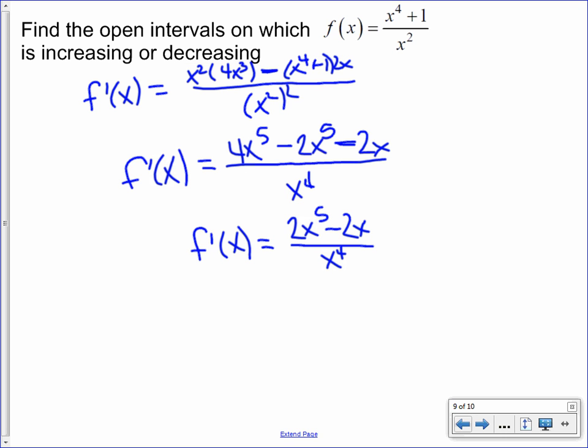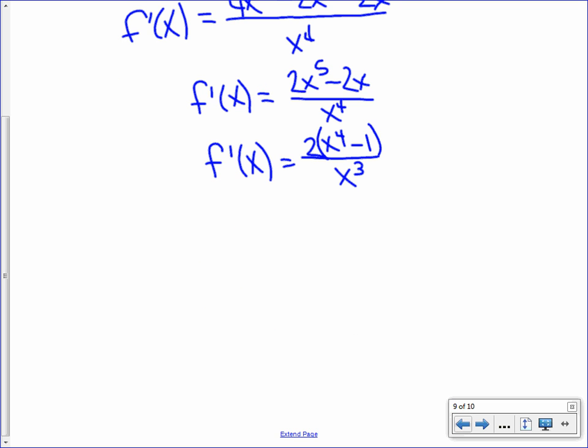Can we factor out an x up above? So 2x to the 4th minus 2 all over x cubed. Take the 2 up too. Yeah, you could. Would you like to do that? Yes. Okay, so now our critical values. Where is our numerator 0? 1 and negative 1. Where's our denominator 0? 0.